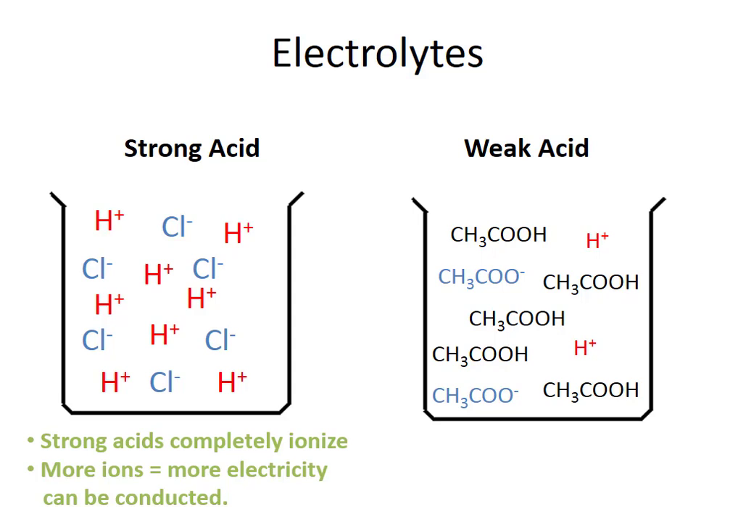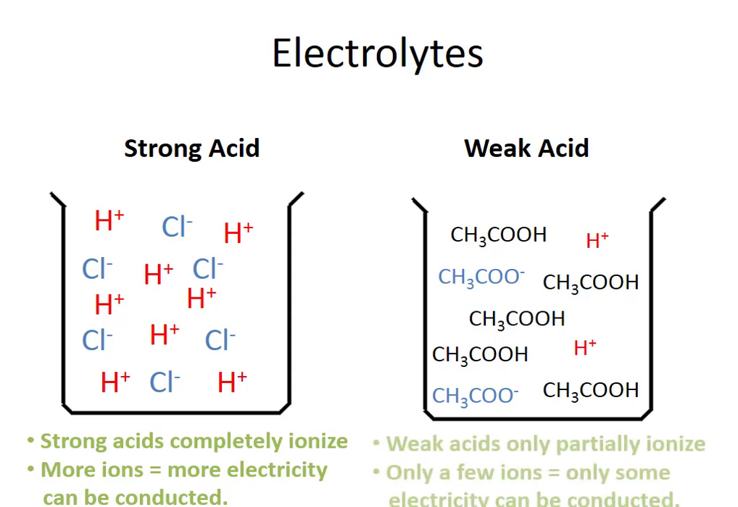conductivity. When you look at a weak acid, such as ethanoic acid, weak acids only partially ionize. That means that you have fewer free-floating ions. Only a few ions means that only some electricity can be conducted. This is not a very good conductor of electricity, so your conductivity decreases.